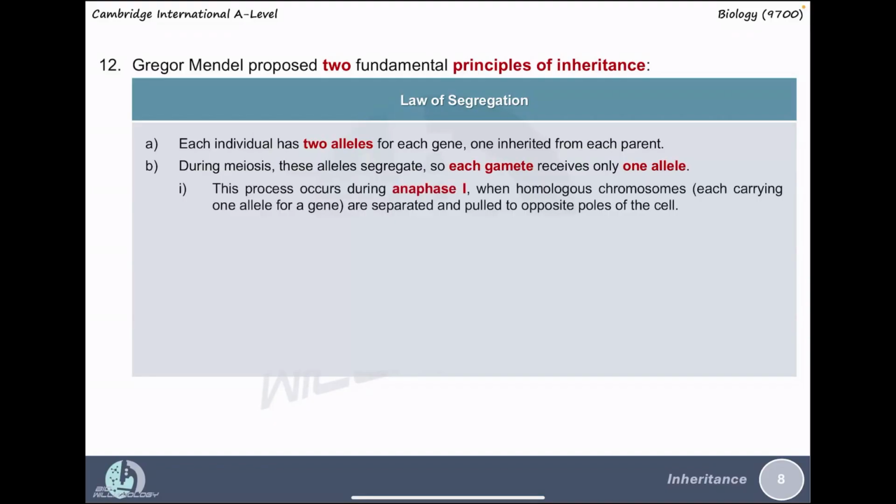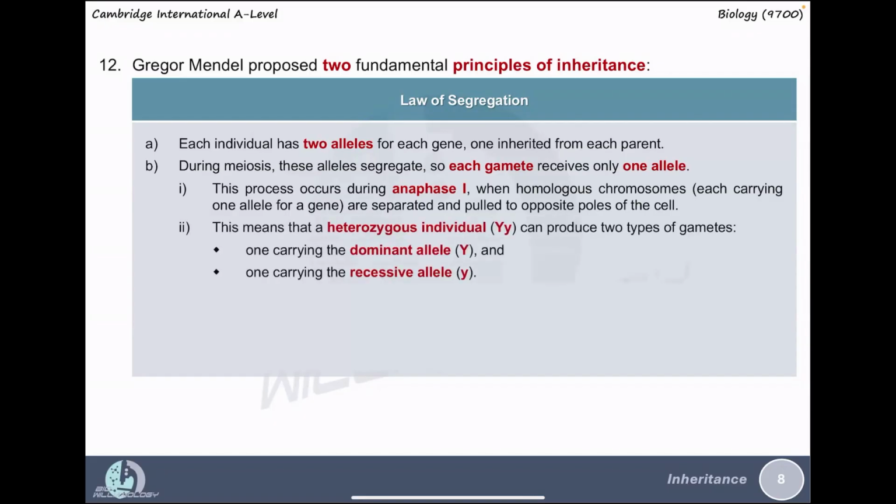This process occurs during anaphase I, where homologous chromosomes are separated and pulled to the opposite poles of the cell. This means that a heterozygous individual, for example, capital Y and lowercase y, can produce two types of gametes, one carrying the dominant allele, capital Y, and one carrying the recessive allele, lowercase y.